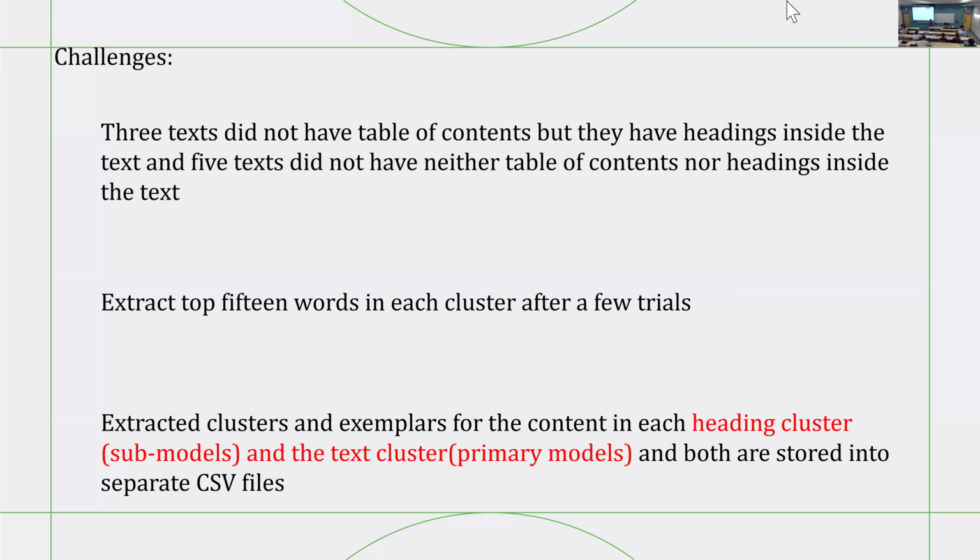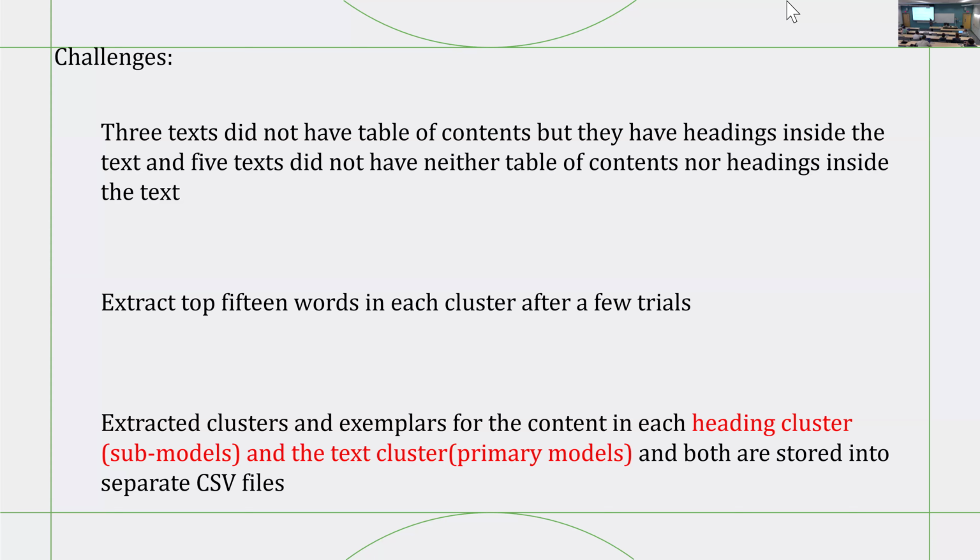And then I extracted the top 15 words in each cluster after certain trials. This affinity propagation is also kind of like a k-means algorithm, or you could say topic modeling. It provides chunks of words together based on similarity. I wanted to look at the words, how they appear, whether they're similar, and whether there is any problem, so how can I move forward? So I extracted the top 15 words in each cluster after certain trials.